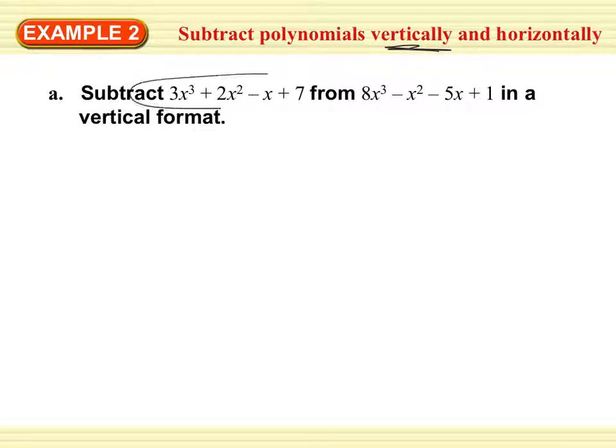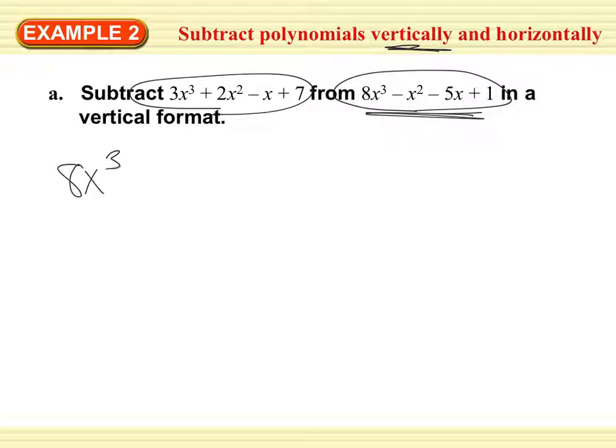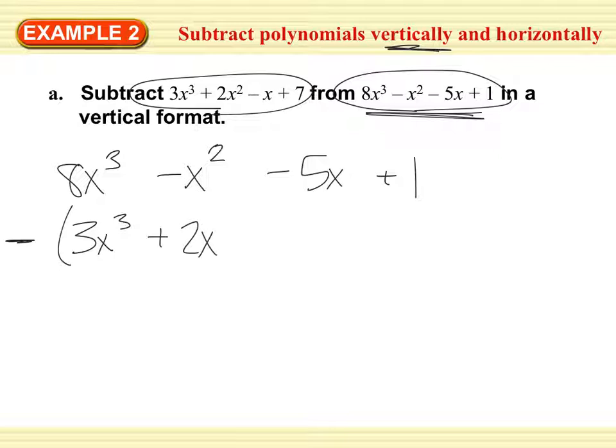I'm subtracting this from that, so I need to write this one first. 8x cubed minus x squared minus 5x plus 1. And I'm subtracting 3x cubed plus 2x squared minus x plus 7.